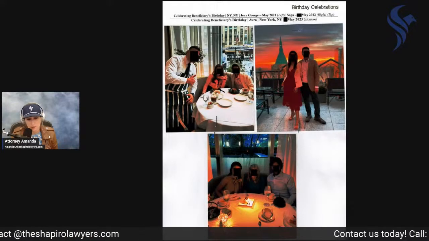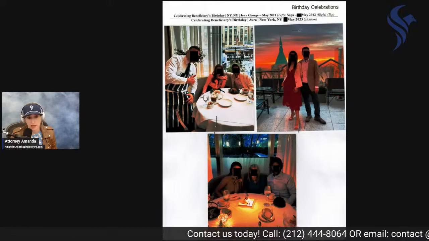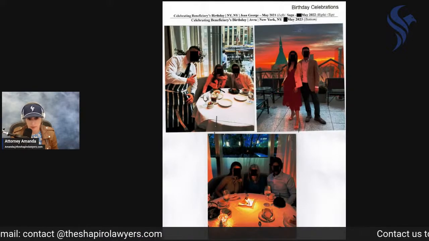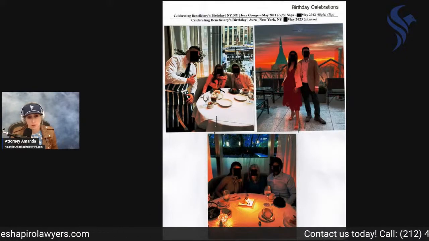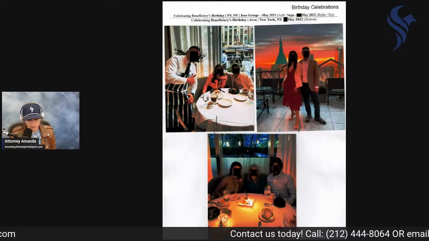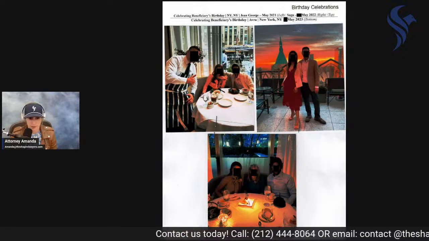We have May 2001, May 2022 and May 2023. They went to different restaurants, and you can see the bottom picture is actually the petitioner's mom celebrating as well with them. So I like this because it showed every year they're celebrating the birthdays together.